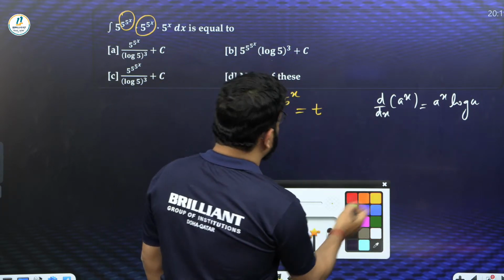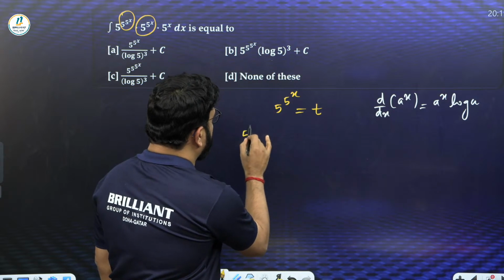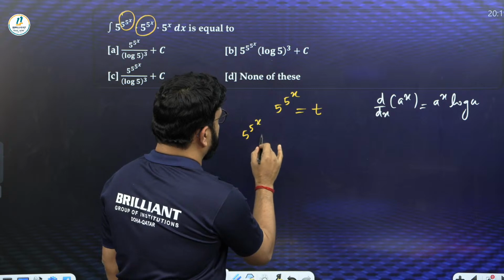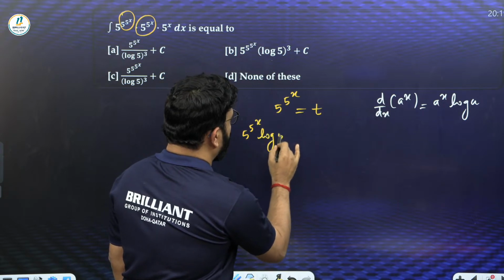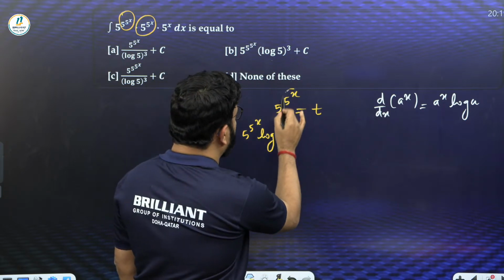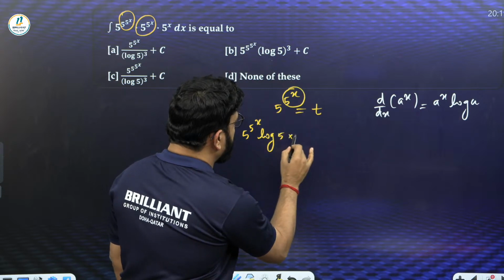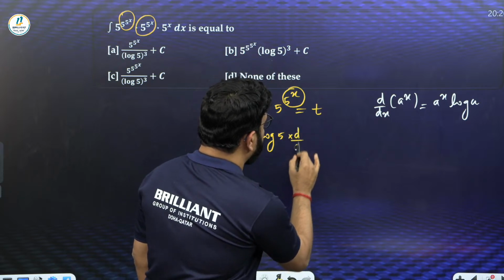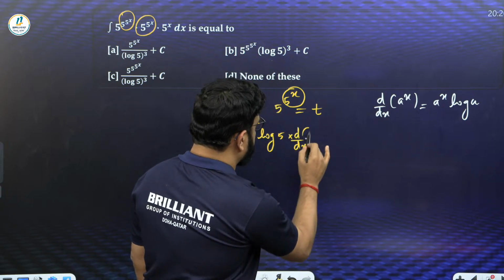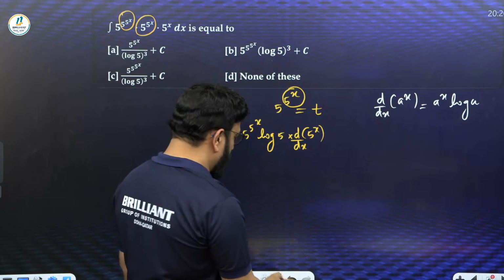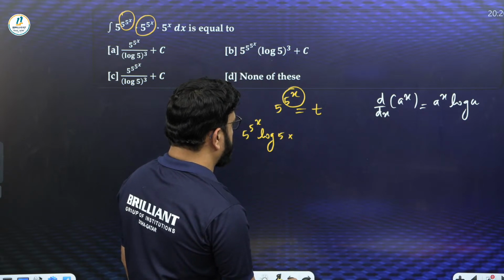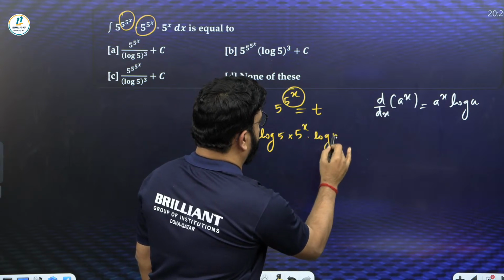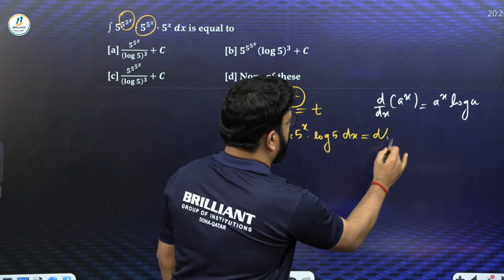Here what is 5 raised to 5 raised to x? That's chain rule will come. The derivative of 5 raised to 5 raised to x means 5 raised to 5 raised to x into log of 5, not only that one, into derivative of one more term coming there, into derivative of 5 raised to x once again. That means chain rule is there. I am not writing it, instead I am writing directly the derivative of 5 raised to x: 5 raised to x into, once again we need log 5, with respect to x equal to derivative of t.